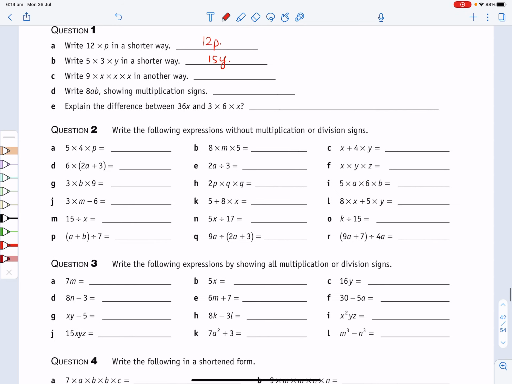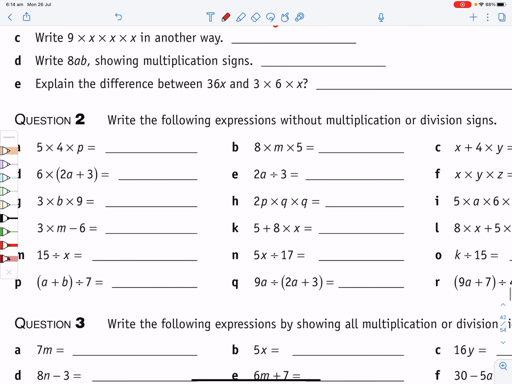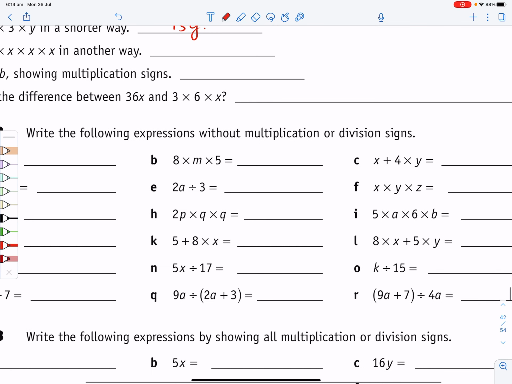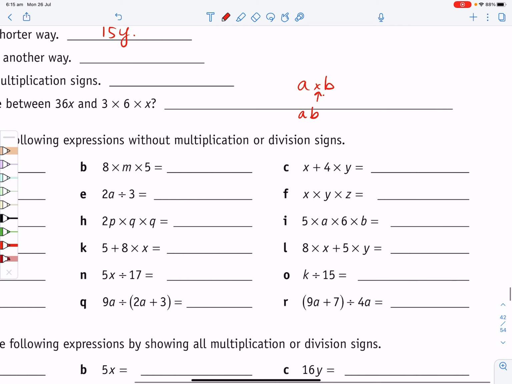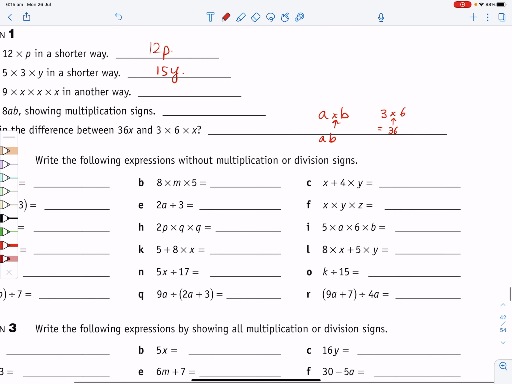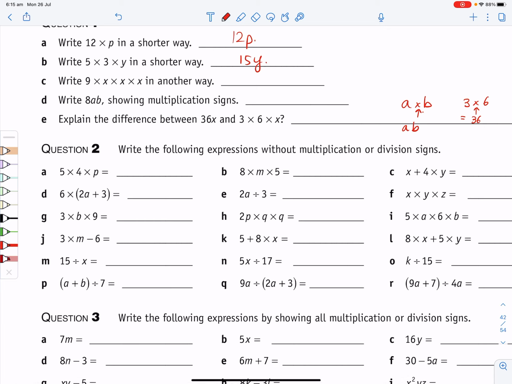Explain the difference between 36x and 3 times 6 times x. I want you to be careful. If I say to you, simplify a times b, you can get rid of that times and just write down ab. But you can't do that when you have numbers. Like you can't take 3 times 6, get rid of the times and say 36. That makes no sense whatsoever. So just be careful there. So this question's asking, explain the difference between 36x and 3 times 6 times x.